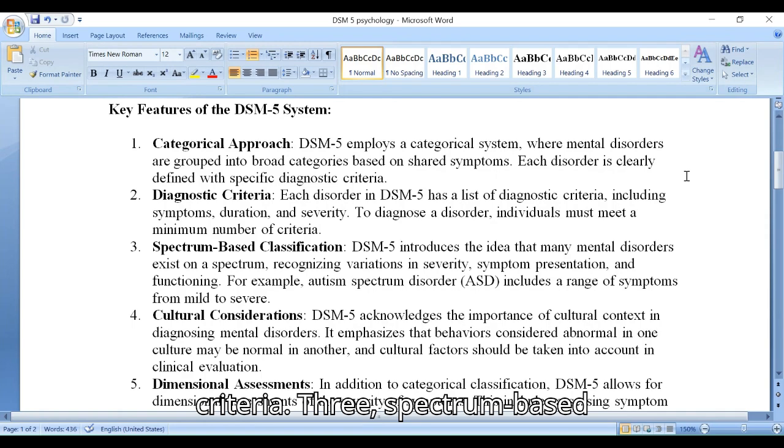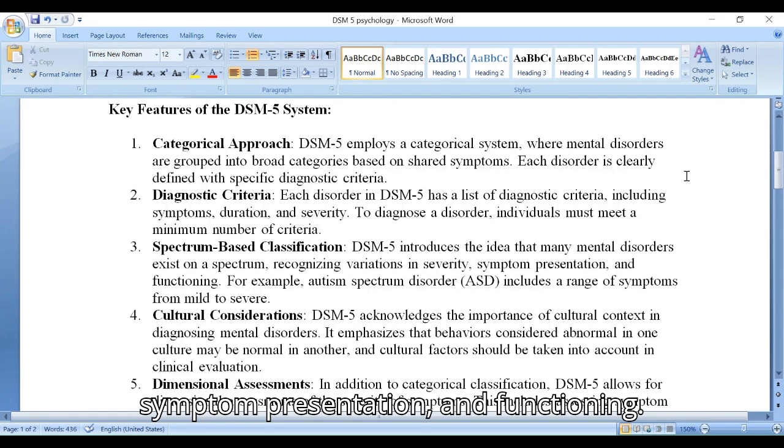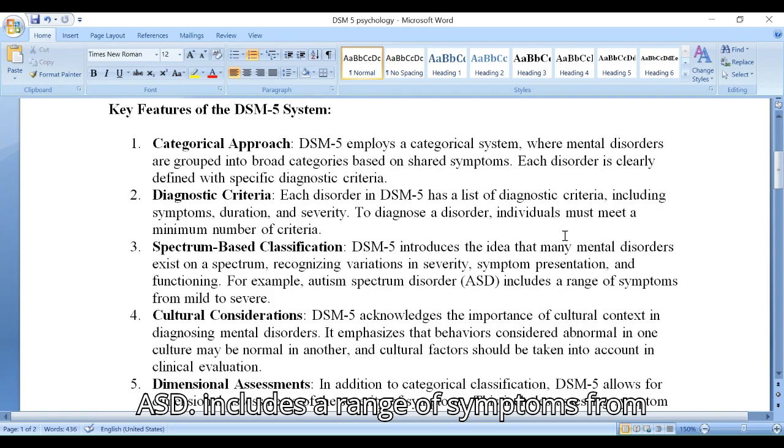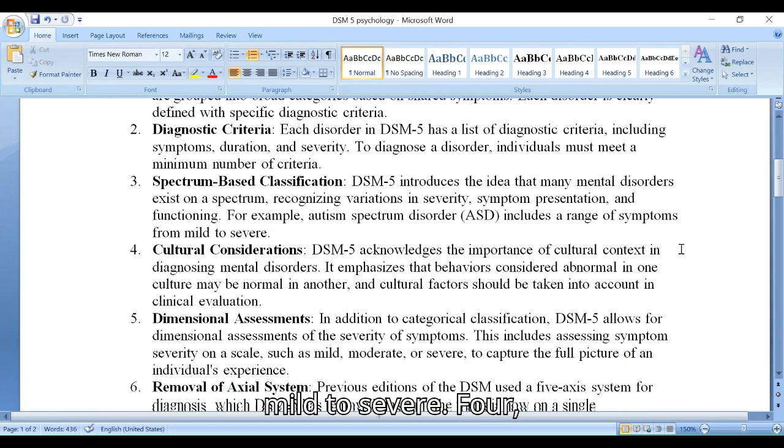3. Spectrum-based classification. DSM-5 introduces the idea that many mental disorders exist on a spectrum, recognizing variations in severity, symptom presentation, and functioning. For example, autism spectrum disorder (ASD) includes a range of symptoms from mild to severe.